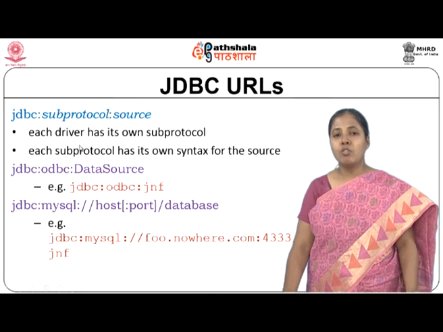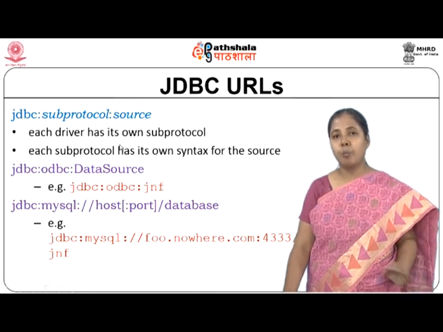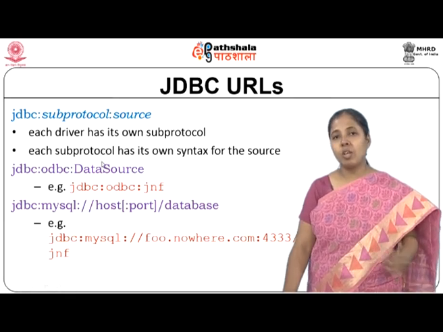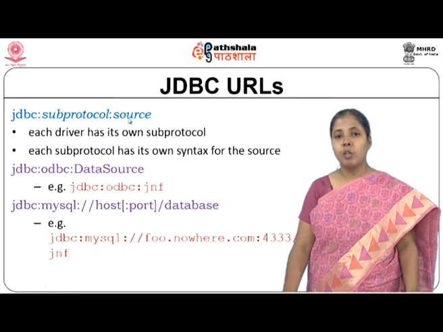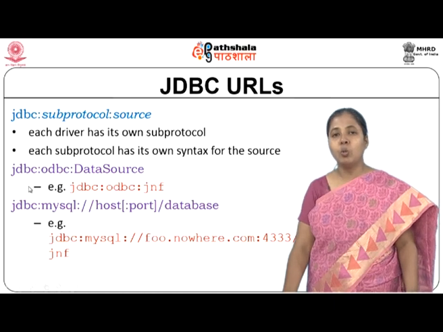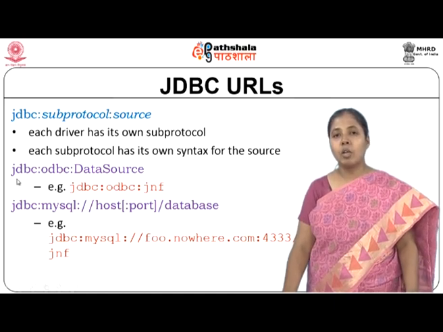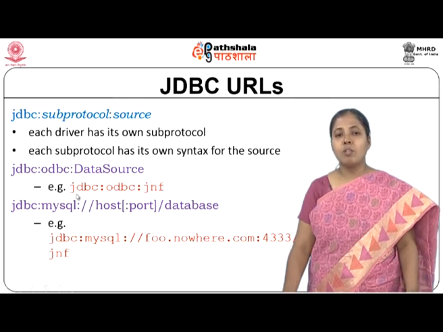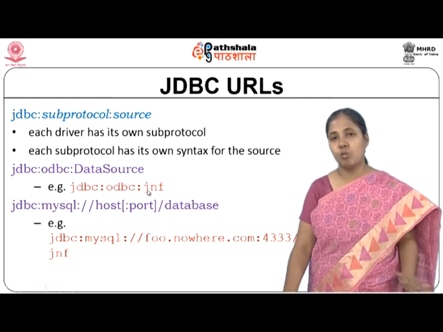Each driver has its own sub protocol. It differs for each driver, and each sub protocol will also have its own syntax for the source. The source is the data source name. Supposing you want to connect to MS Access, you will use jdbc colon odbc, and then you can give the data source. As an example, your JDBC URL can look like this: jdbc colon, the JDBC-ODBC bridge, then colon, and then the data source name, the database data source name which would be created using ODBC.